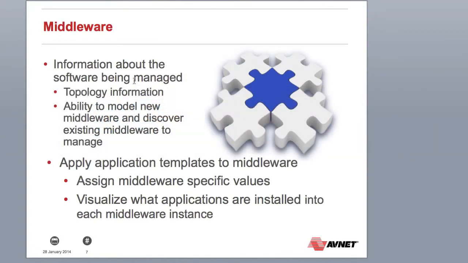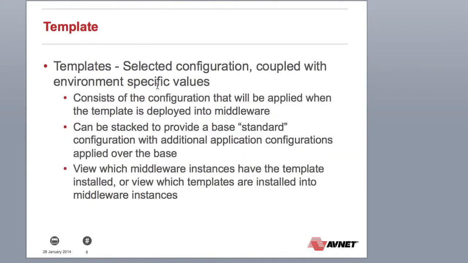So hopefully that provides some color around what middleware is. And then the final concept in Talos is the template. And the template is kind of the heart of the configuration. It allows us to organize configuration that is specific to our specific needs. So we can select specific configuration elements. We can tokenize on values in that selected configuration. And then we can have different values for each middleware environment, and have consistency in our configuration across those different cells.